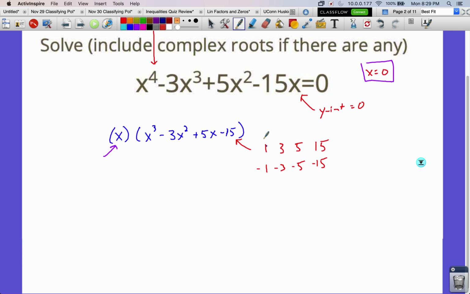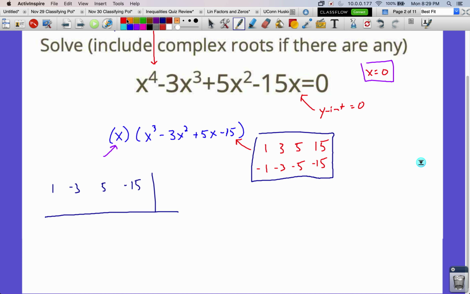I will test these using synthetic division. If this has a rational root, it'll be one of these numbers. Start with the smaller numbers first. So 1, -3, 5, -15. Let's test 1 first. All right, so we drop the 1. 1 times 1 is 1. -2, -2, 3, and we didn't get it.